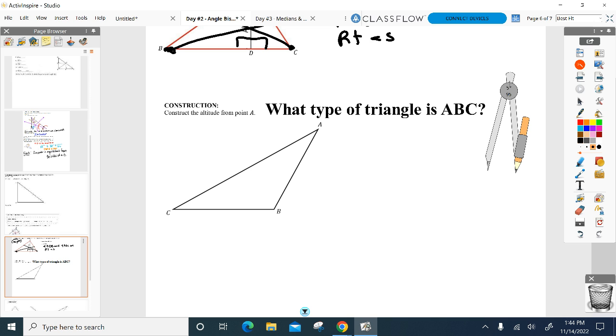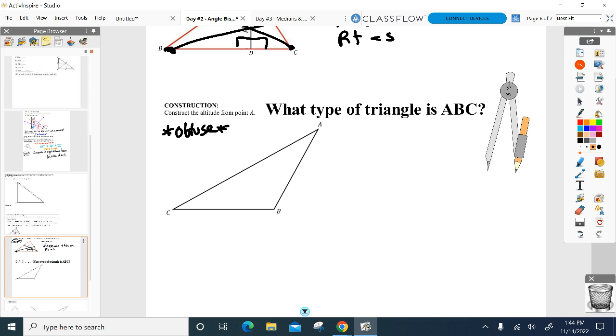I made a little note here to remind myself. Anybody, what type of triangle is ABC? Based on its angles, not scalene, isosceles, or equilateral. Based on the angles, what type of triangle does this look like? Obtuse, yeah. This angle B looks a little bit bigger than a right angle. Yep, obtuse.